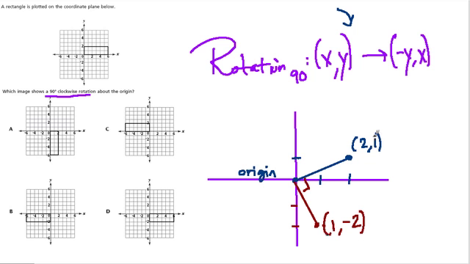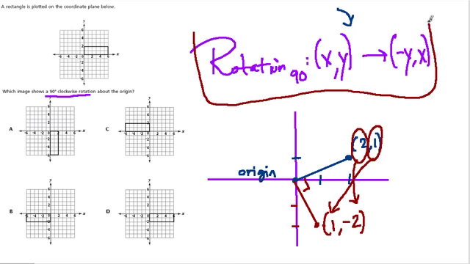So (1, negative 2). So what happened? Well, here our y value is 1, and now it's our x value over here. And here our x value is 2, and now the y value is negative 2. So this typically is what you're given for the rotation of a 90-degree angle. But that is assuming that positive 90 degrees is actually this way, right?